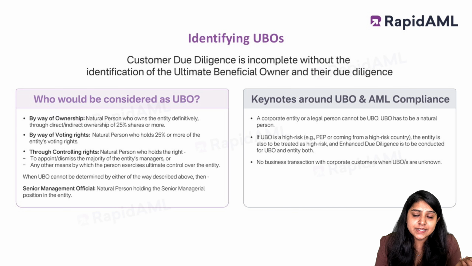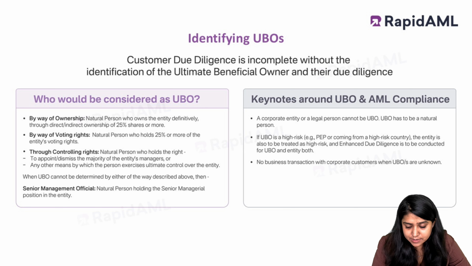Now, after applying all of these three tests, that is ownership, voting rights, and controlling rights, if we are still unable to reach who the UBO is, the last option is senior management, whom we will consider. So they will be considered as the UBO. Again, I am emphasizing the fact that a UBO will always be an individual. It is not going to be a company. UBO is a natural person.